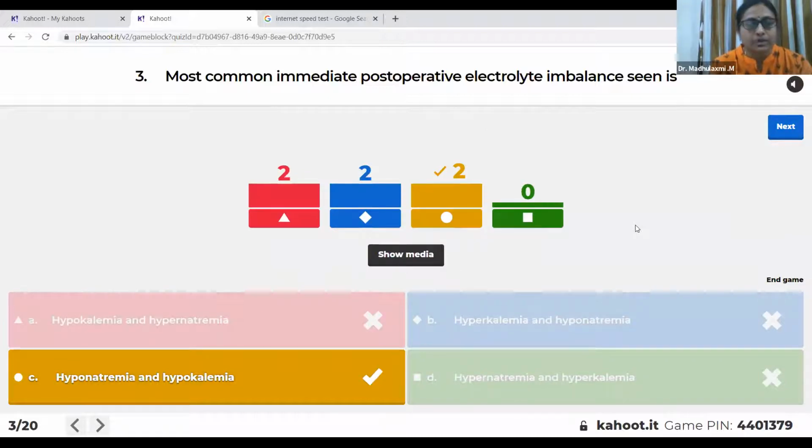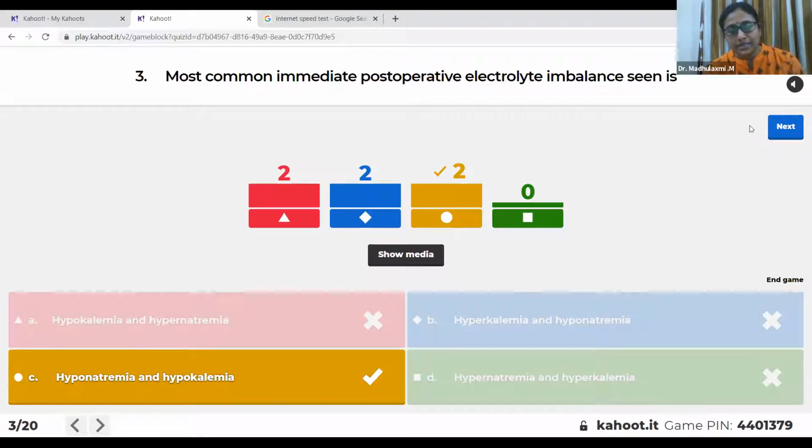Okay, 2 of you have got it right. It's hyponatremia and hypokalemia. As a fact, because of the stress and surgery, initially there is an increase in levels of both potassium and sodium. However, there is a lot of dilution that happens, resulting in hyponatremia and hypokalemia. Apart from this, the other electrolyte that can have an imbalance will be magnesium. There can also be hypomagnesemia.